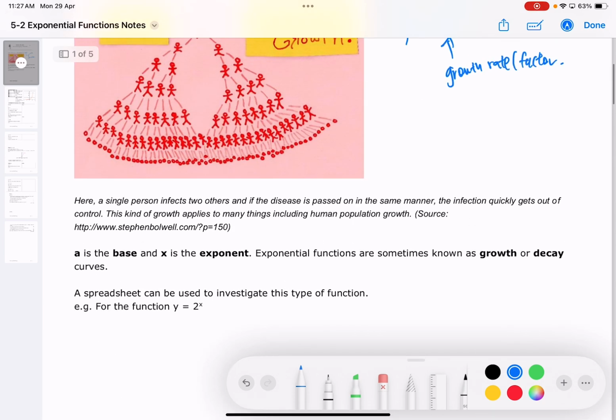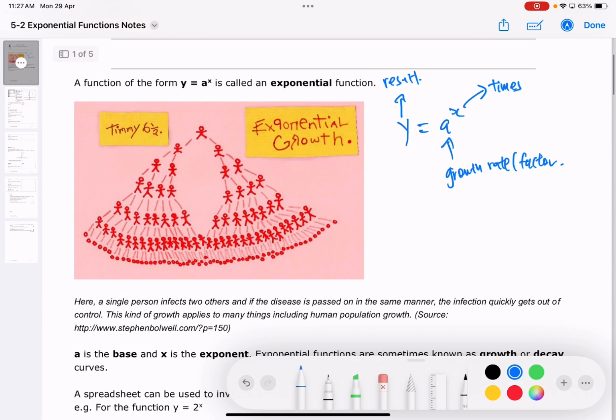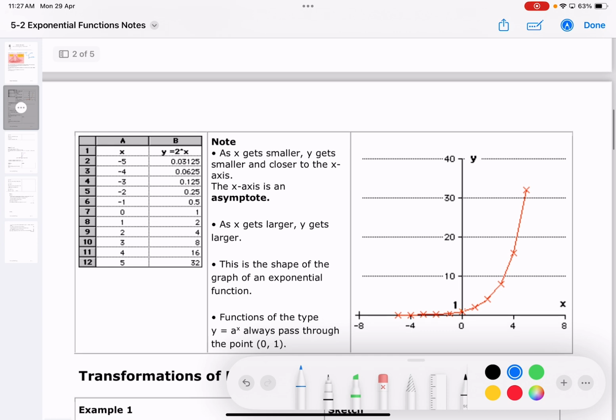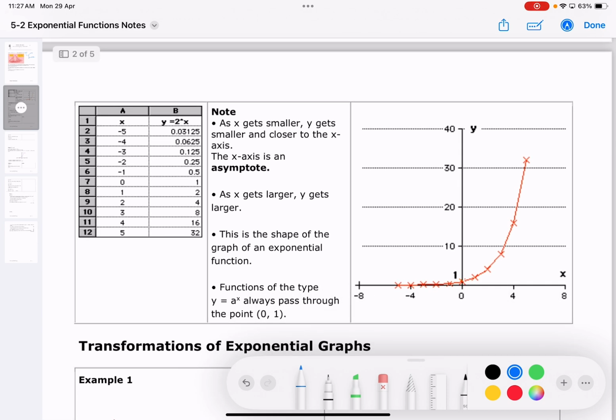Alright? So they actually asked us to use a spreadsheet. No lah, we're not going to use a spreadsheet. We straight away look at the answer over here. Okay? So this is the graph of how an exponential function is going to look like when your growth rate or your growth factor is more than 1. When your growth rate or your growth factor is more than 1, it means that over time it will increase.